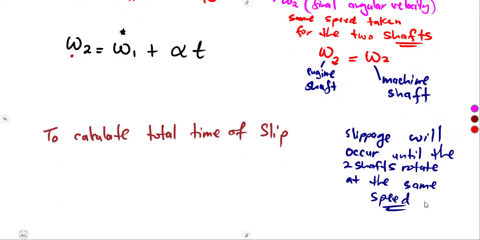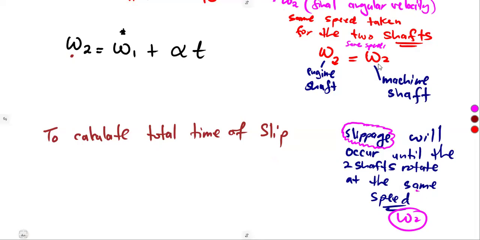So until they rotate, that's the final part. That final speed is our omega 2, meaning those two will be equal because we are saying same speed, the final same speed that we are talking about at the end. So to calculate the total time of slip, guys, the slip is the slippage here, until they have the same speed.